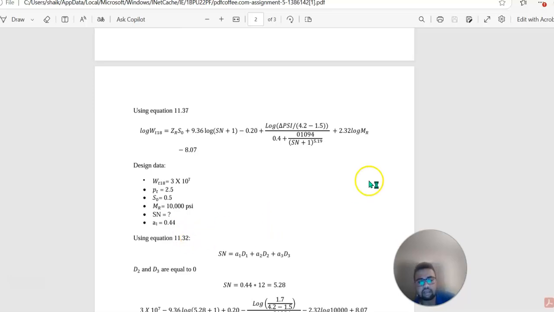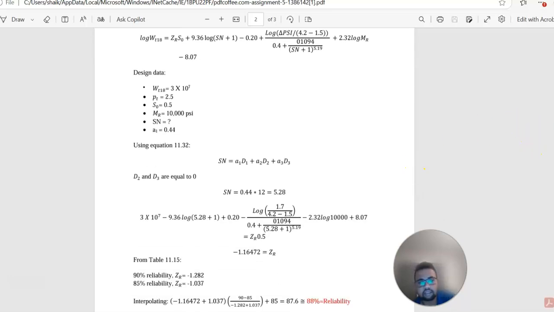Using equation 11.2, the asphalt equation, as we have been given instructions from our professor, we have to use this equation. So SN equals a1 D1 plus a2 D2 plus a3 D3. D2 and D3 are equal to 0 here. So SN equals 0.44 times 12, which is 5.28. So now we got an SN of around 5.28.